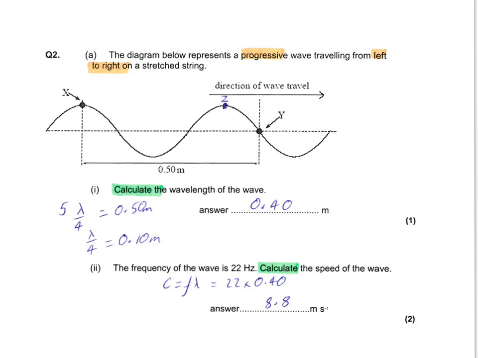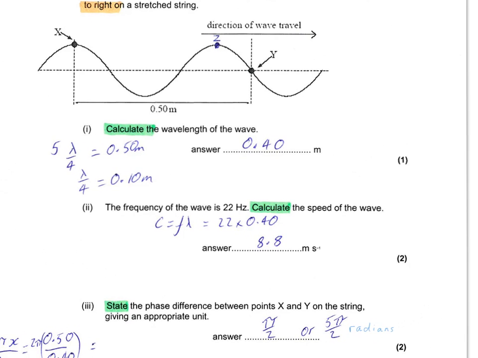a metre. Part 2, very straightforward, using that wavelength that we've calculated up here and the frequency that we've been given, c equals f lambda, we can calculate the speed of the waves, 8.8 metres per second.